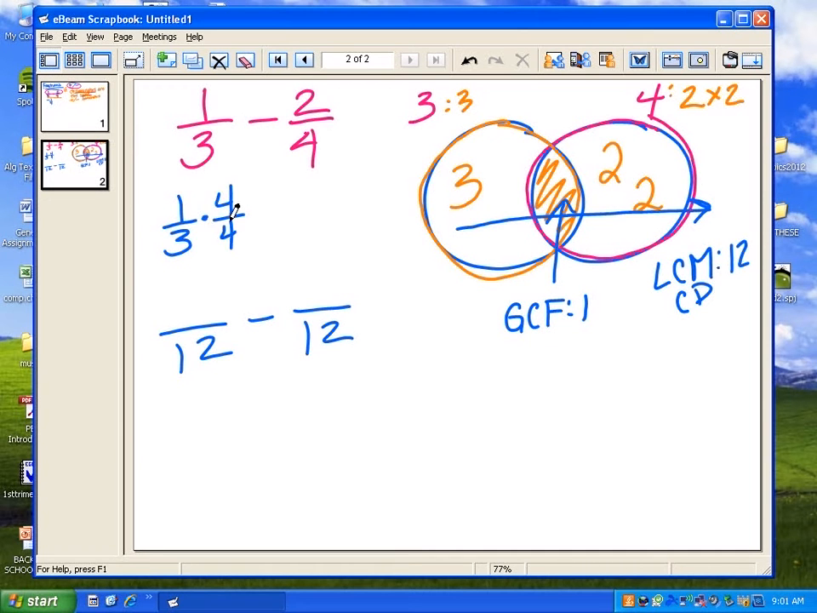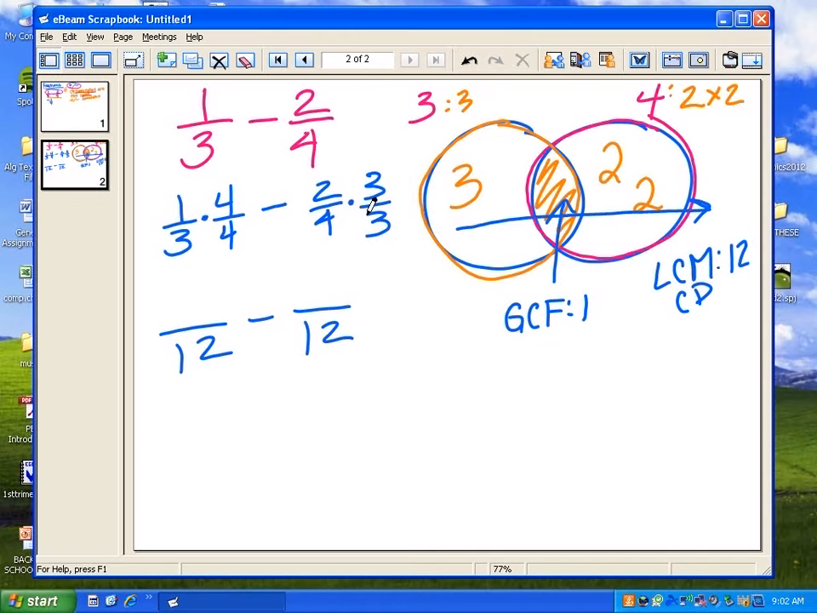And 4 over 4 is called what? What's another term for 4 over 4? A 1. It's an equivalent form of 1. And then I'm subtracting my 2/4, but I have to really multiply it by something to make it a 12. What am I multiplying it by? Julian, what am I multiplying it by? 3. Not just 3. I have to multiply it by equivalent forms of 1. So what's the fraction that I'm multiplying? 3 over 3. Good. And this becomes 3 times 4 is 12.